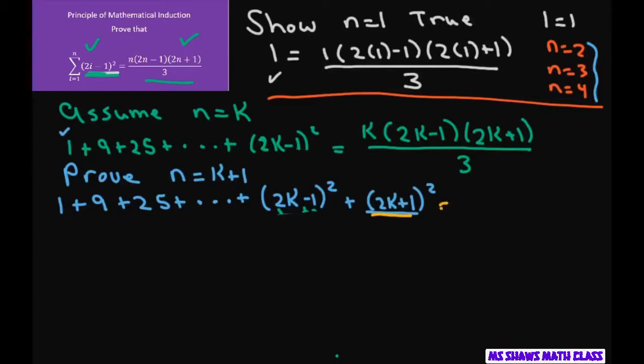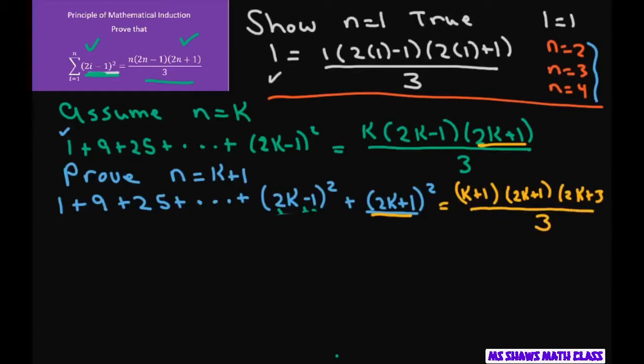Now this part, we're going to write this as the next term would be k plus 1. The next term for this would be 2k plus 1. Next term for this one would be 2k plus 3. All I'm doing is adding 2 to my constant here. Divide it by 3.